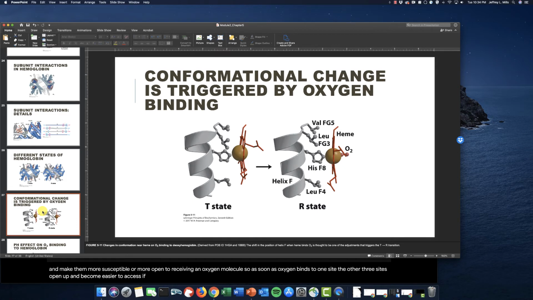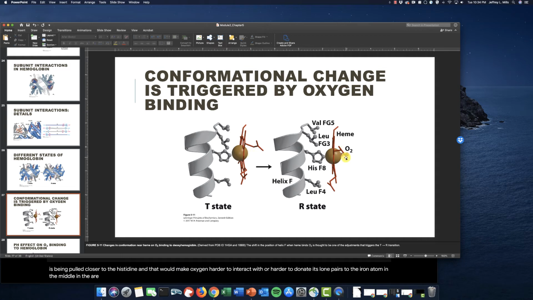And if you look at this conformational change, we can see that in the T state, the histidine is actually pulling the iron out of the heme group just a little bit, right? So the heme group is sitting a little bit above the plane of where that iron atom is. The iron atom is being pulled closer to the histidine, and that would make it harder for oxygen to donate its lone pairs to the iron atom in the middle.